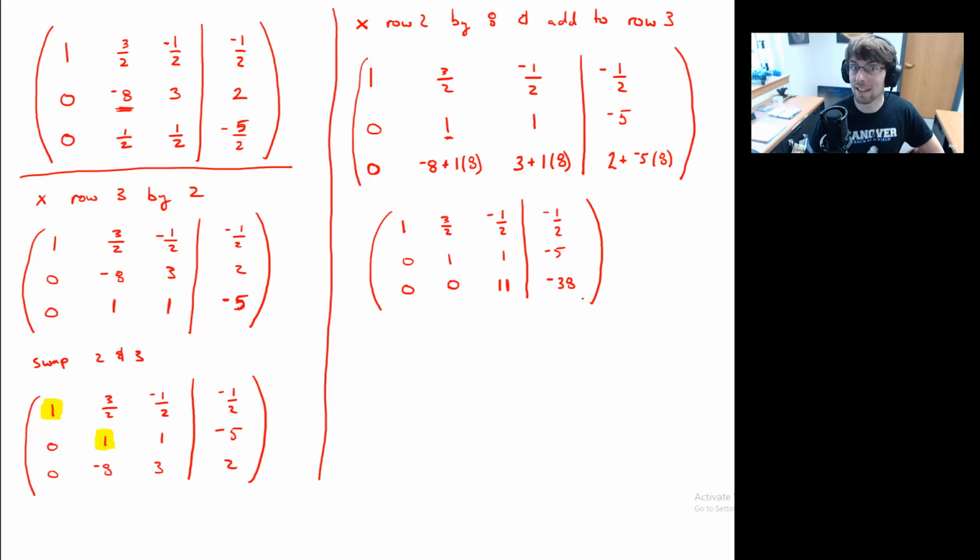Of course, the last step is we have to get a 1 in the 3, 3 position. But hopefully you see how that's fairly straightforward now. We just divide row 3. Okay, so I'll say multiply row 3 by 1 over 11. And so we have our solution. We are almost home free.